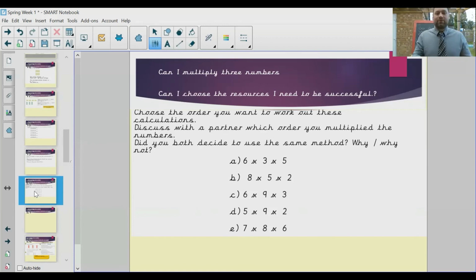So have a little think, because when you're multiplying by 3 numbers, sometimes it's easier to multiply numbers together that are going to give you a round number that ends in 10 or ends in 5. It all depends on your own preference.